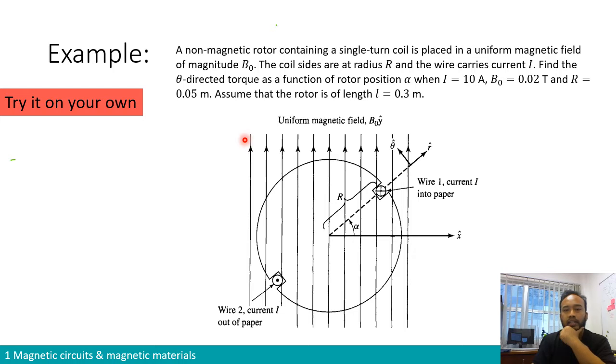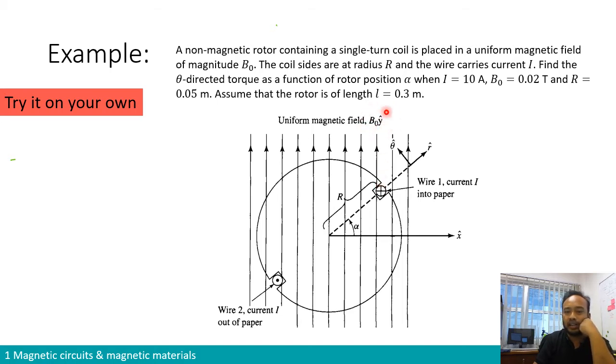In order to illustrate or understand properly the production of force using the Lorentz force law, let's have a look at this example. Let's read the question together. A non-magnetic rotor containing a single turn coil is placed in a uniform magnetic field of magnitude B naught. What we have here are lines represented with vectors, the field lines of a uniform magnetic field B naught.